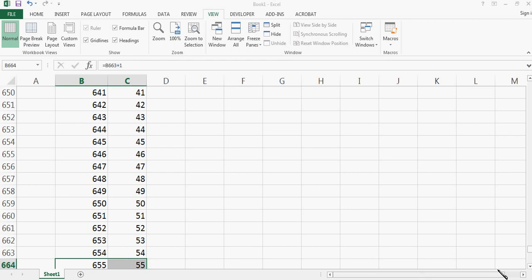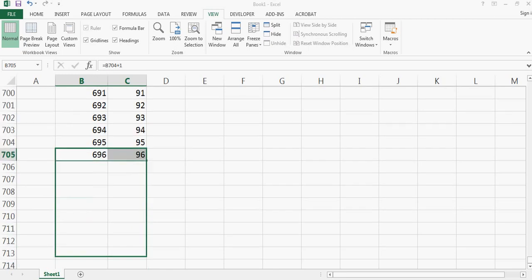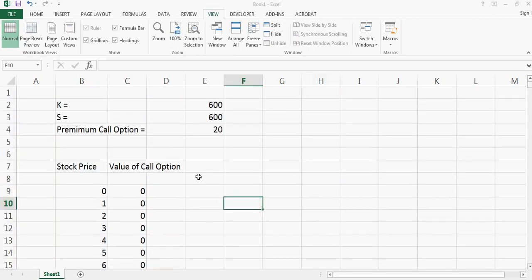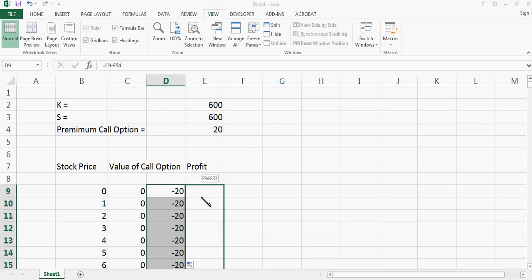I can do some more simulations and drag it down to see some more numbers. So this is how the call option value will look. However, I paid a premium for it, so my total profit will be equal to the value of the call option minus the premium I paid. So this is the premium, and I put a dollar sign here. Now I'm losing $20.